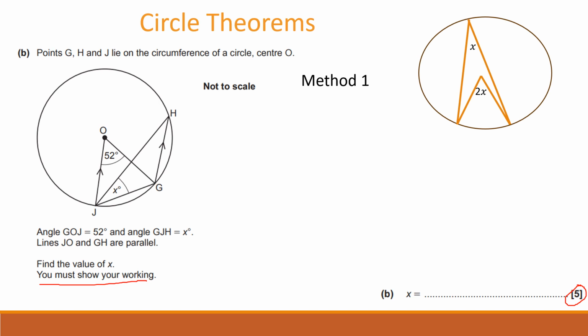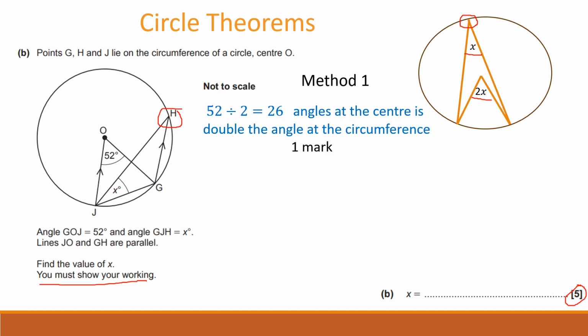And this says the angle at the centre here, which is 2x, is double the angle at the circumference. So this is the circle theorem we're going to be using. And this angle here, right at the top, is the same as this angle here at H. So whatever angle is at the centre, if you halve that angle, that takes you to the angle at the edge. So in this case, we've got to do 52 divided by 2, which gives me 26, as the angle at the centre is double the angle at the circumference. So this top angle up here is 26. You get 1 mark for working that out.